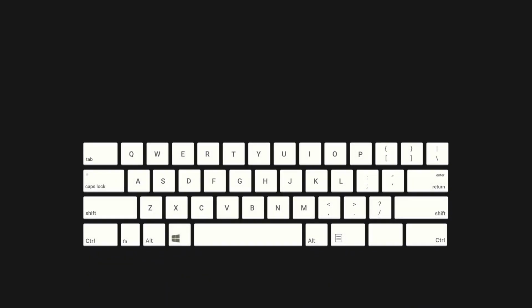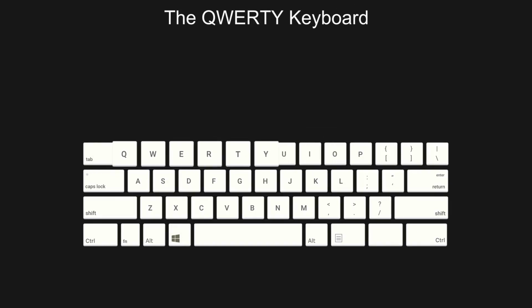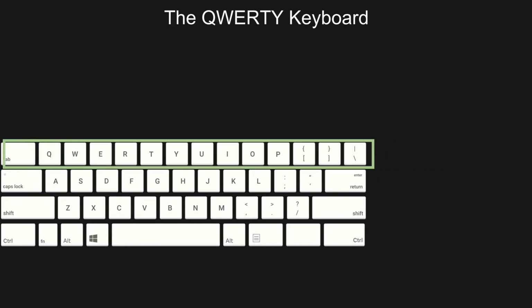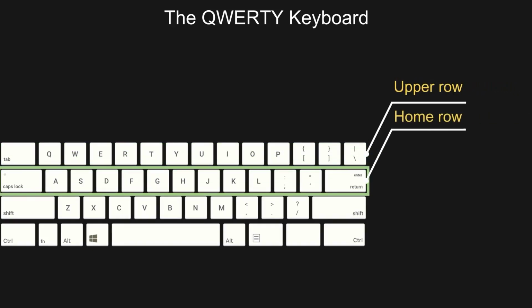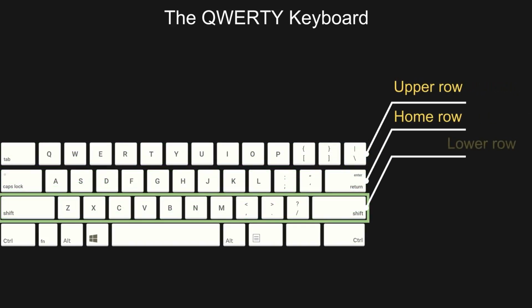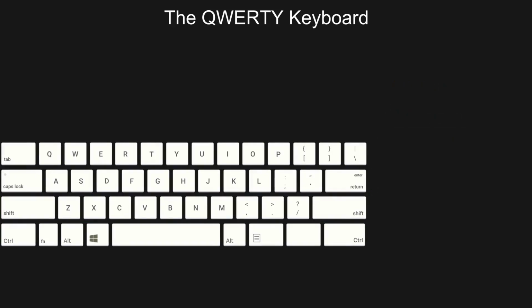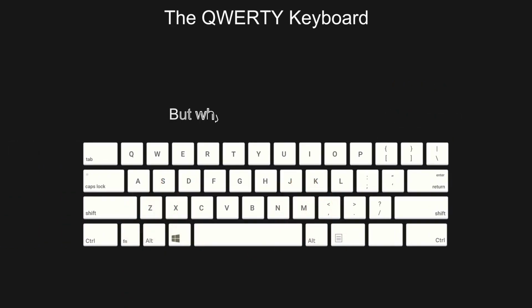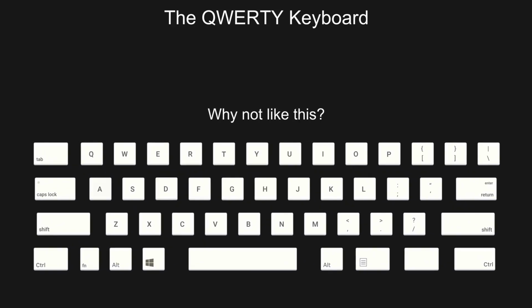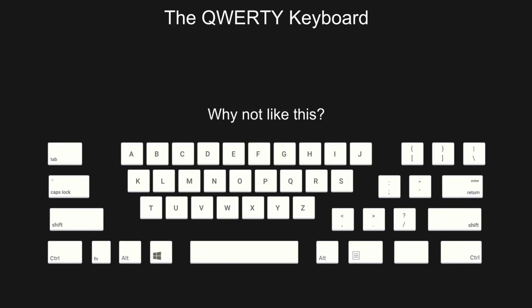Let's take another look at our keyboard. Here is the QWERTY layout. It is named after the first 6 letters. The letters in such a layout are distributed over 3 rows. An upper row, home row, where we rest our fingers, and a lower row. But why are the letters put like this and not otherwise? In an alphabetical order, maybe?